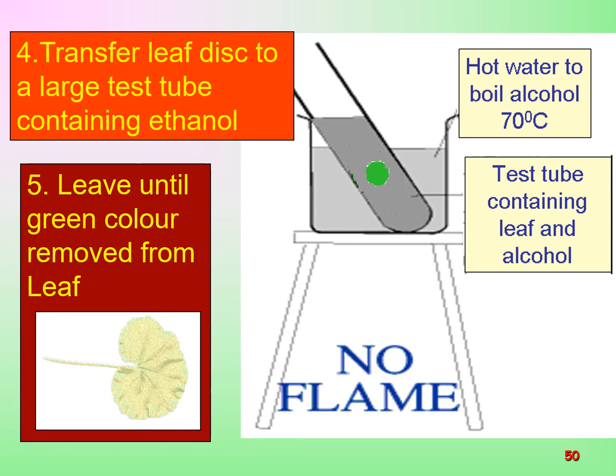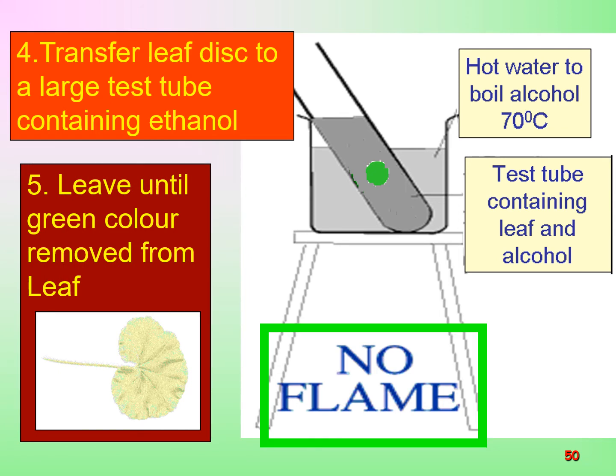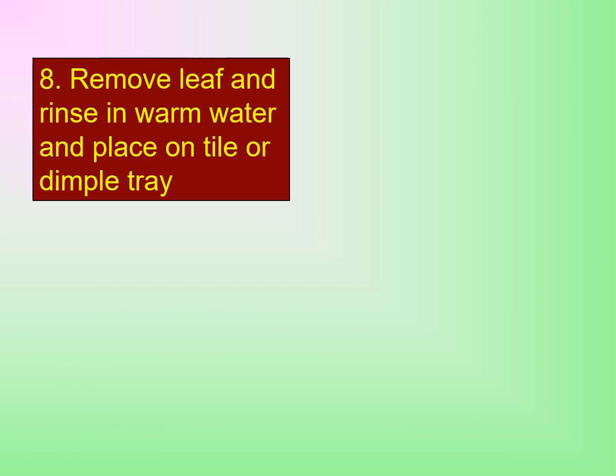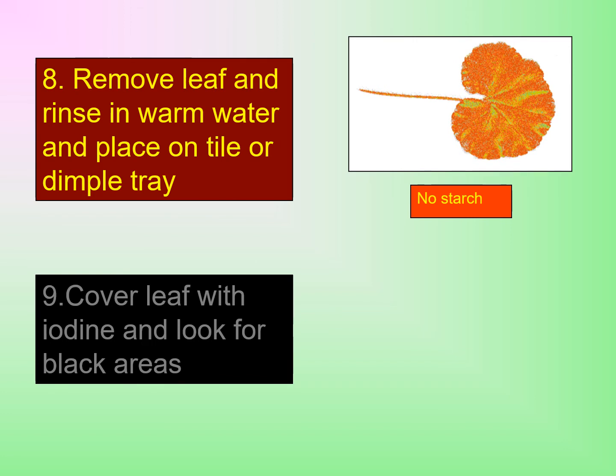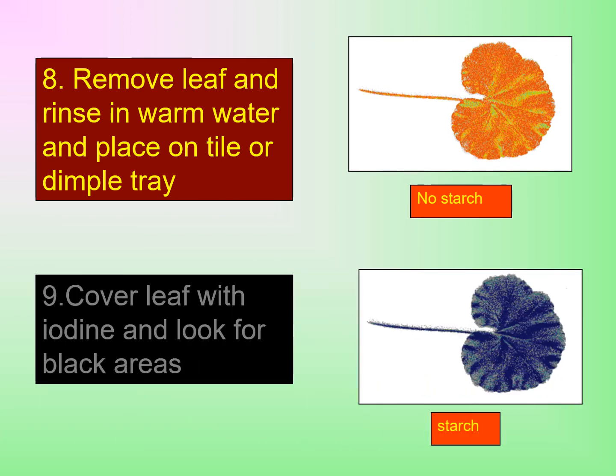So you leave until the green colour is removed completely. Remove leaf, rinse in warm water and place on a tile or dimple tray, and you cover the leaf with iodine and look for the dark areas. No starch there, but plenty of starch there.